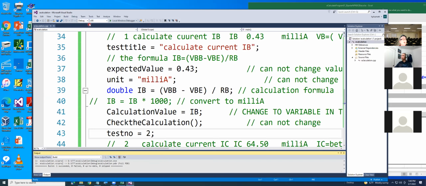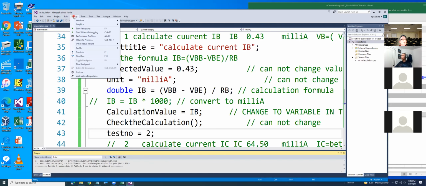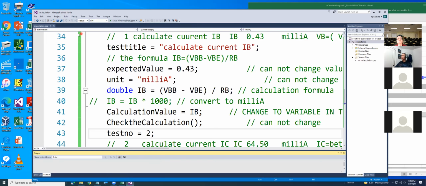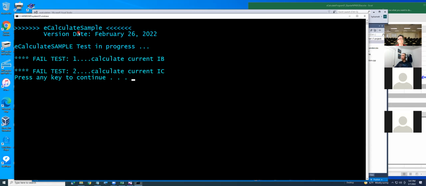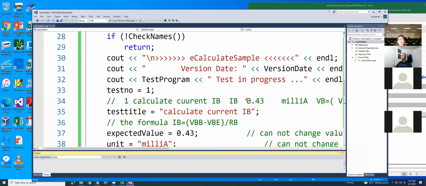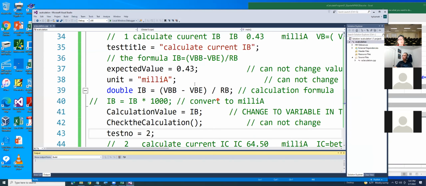Okay, now you execute your program. Go to debug, start without debugging. You see that? Fail that one. Fail that two. Okay? So we get a fail. So now you go back into your program to see why that one failed.